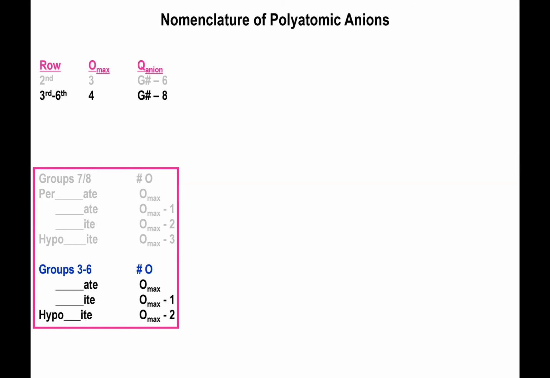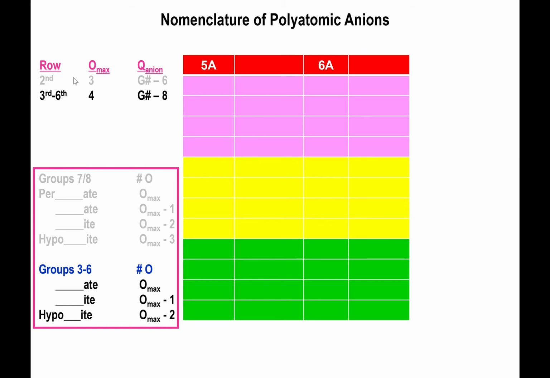Alright, now let's take a look at the elements in the third row, basically anything below the second row of the periodic table. Let's look at groups 5 and 6. So we'll be looking at phosphorus, arsenic, antimony, and we will be looking at sulfur, selenium, and tellurium. Because these elements are below the second row, automatically they have 4 oxygens as the maximum value, and the charge is given by group number minus 8. Alright, so let's take a look.